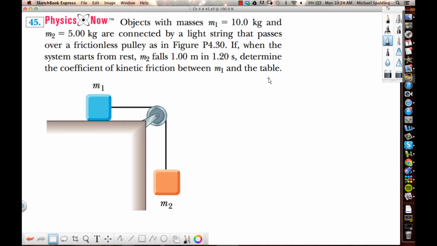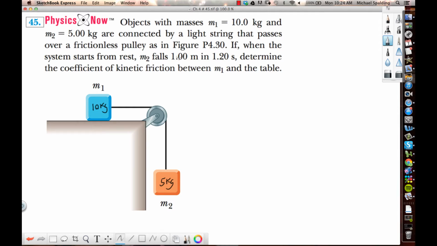So 49, we have two objects connected over a pulley. M1 is sitting on the table. M2 is hanging off the pulley. We're given M1. M1 is equal to 10 kilograms, so we'll just put that here. 10 kilograms, and M2 is 5 kilograms.